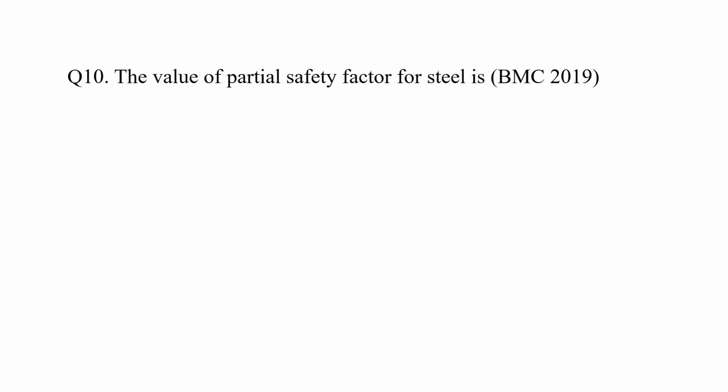Next question is the value of partial safety factor for steel. The partial safety factor for steel is 1.15, option B is correct. If they ask the partial safety factor for concrete, then the answer is 1.5. The partial safety factor is the value which indicates the strength of concrete and steel. As we compare the strength of concrete and steel, steel has more strength than concrete. So for steel there is a lesser partial safety factor, and for concrete there is a greater partial safety factor.